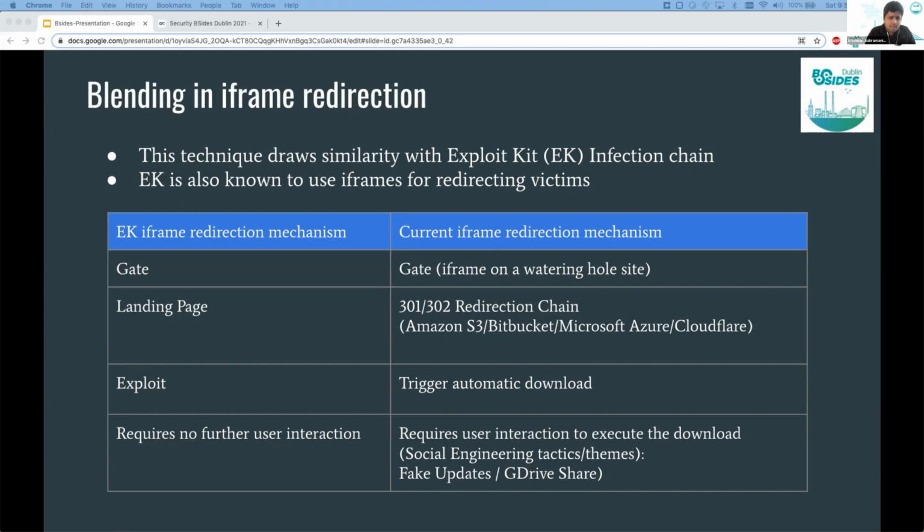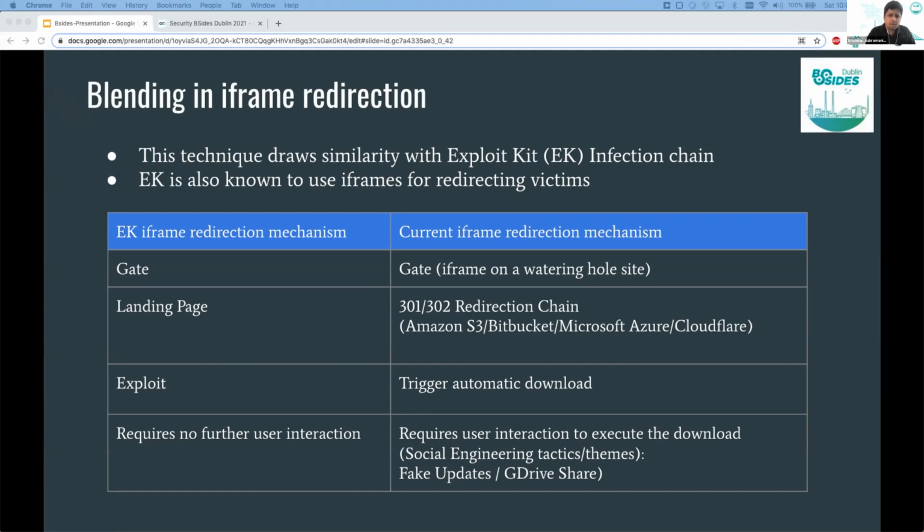And the next step in the exploit kit chain would be to trigger the exploit. But in the current drive-by download attack chain, it would be to trigger the automatic download using a blob or HTML smuggling. And the last step, which is a key differentiator, is that there is no user interaction involved in the case of an exploit kit, but the current drive-by download mechanism requires user interaction to execute the download.